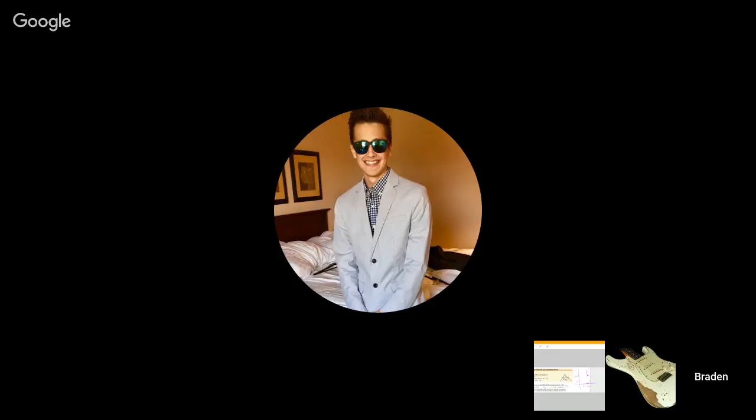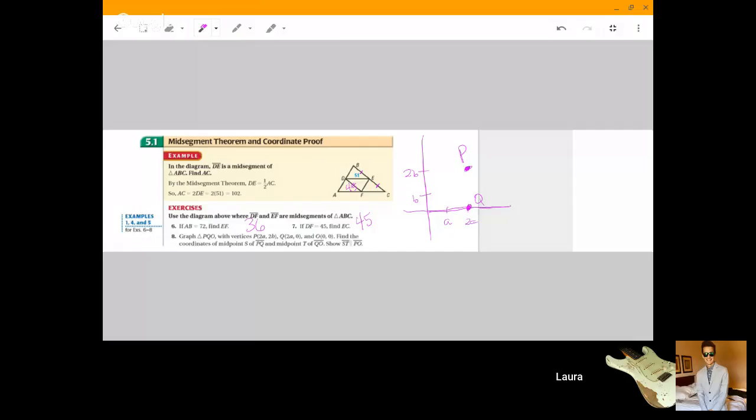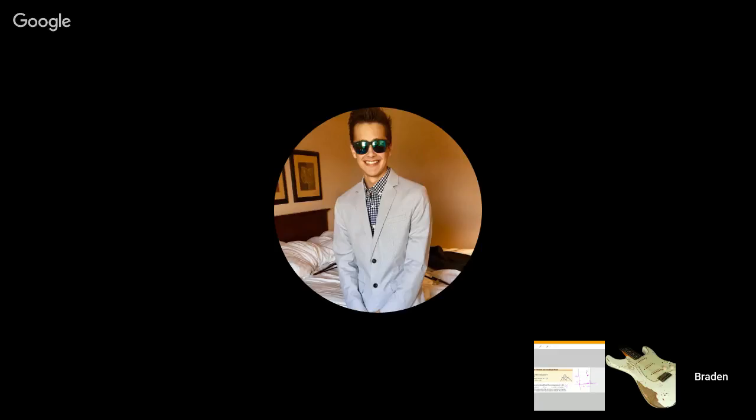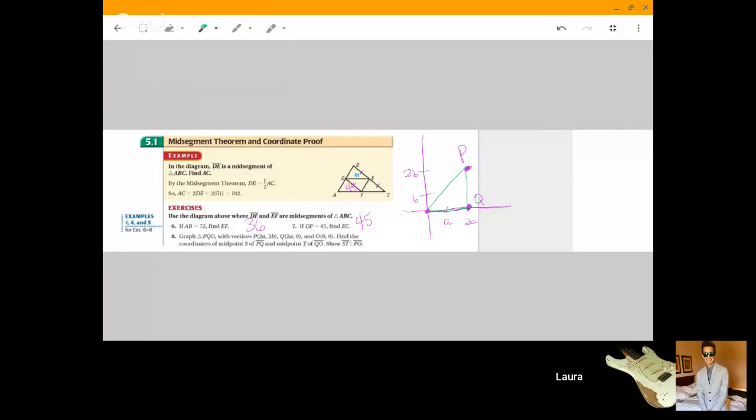So it's going to be a right triangle. And then O is just the origin, right? Mm-hmm. So there's your triangle.